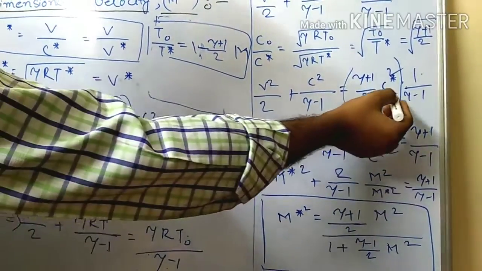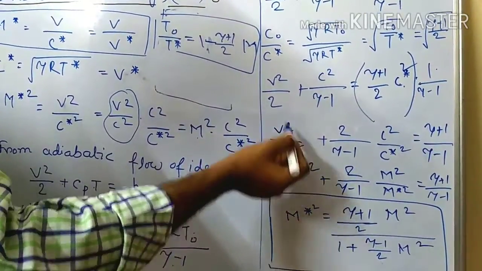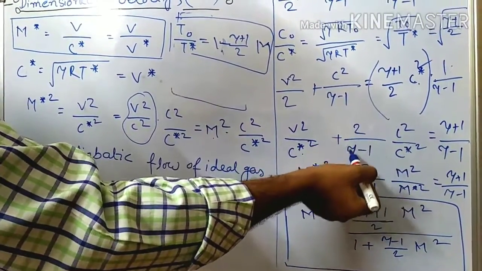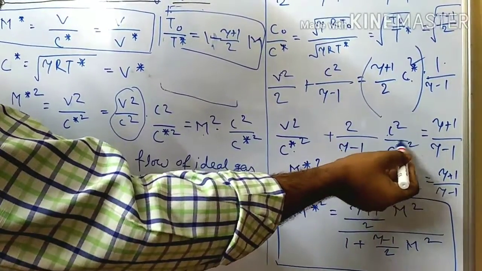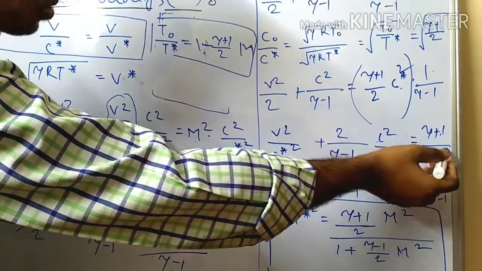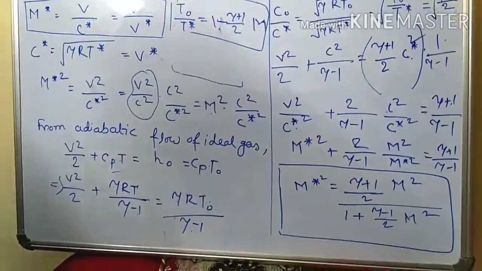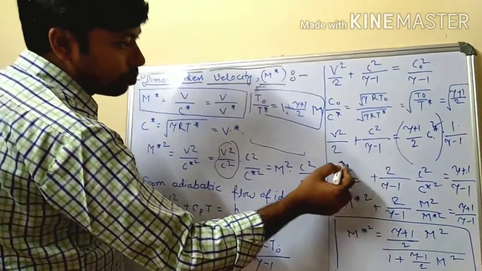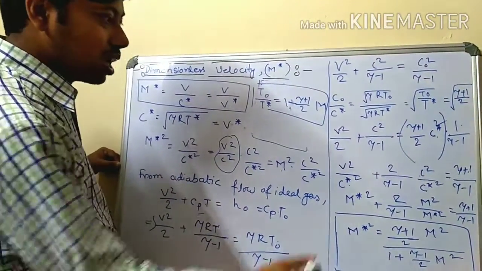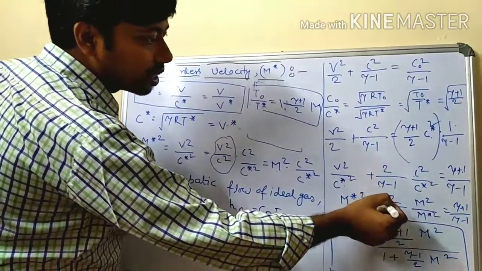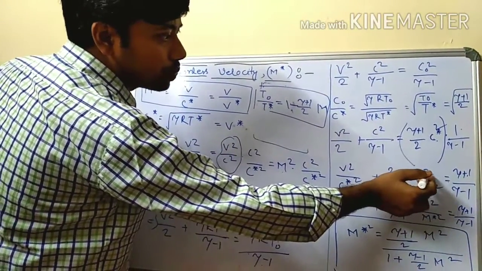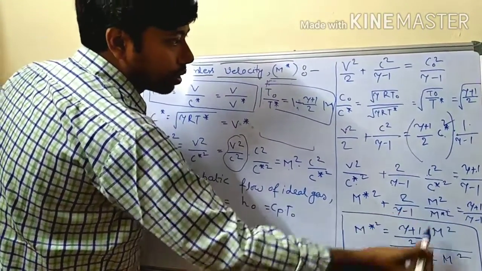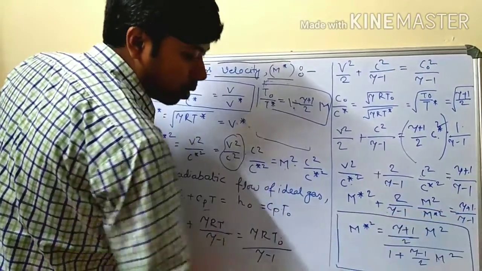Now, if you divide C star square on this side, that will be V square divided by C star square plus 2 divided by (gamma minus 1) into C square divided by C star square, which is equal to (gamma plus 1) divided by (gamma minus 1). Now, as you know, V by C is equal to Mach number, so M star square, in terms of V by C star square, is equal to M star square plus 2 divided by (gamma minus 1). So C square by C star square can also be written as M square divided by M star square, so that will be (gamma plus 1) divided by (gamma minus 1).